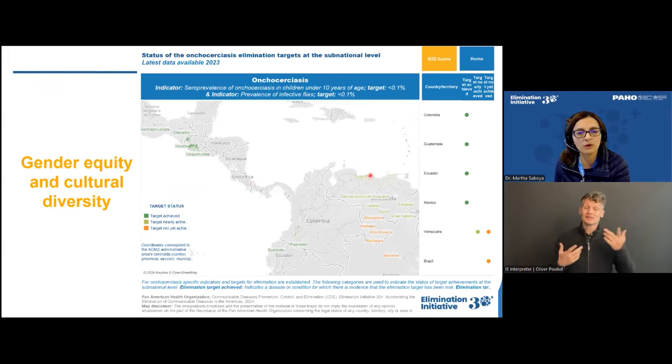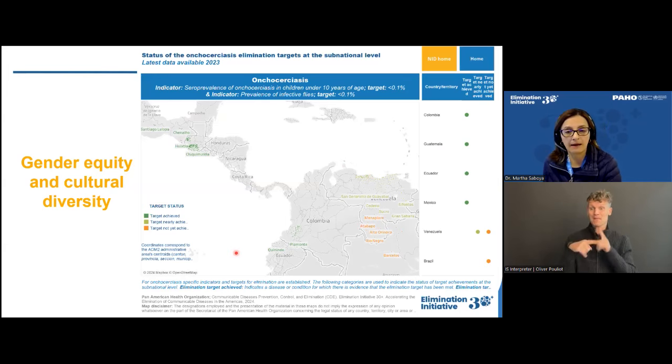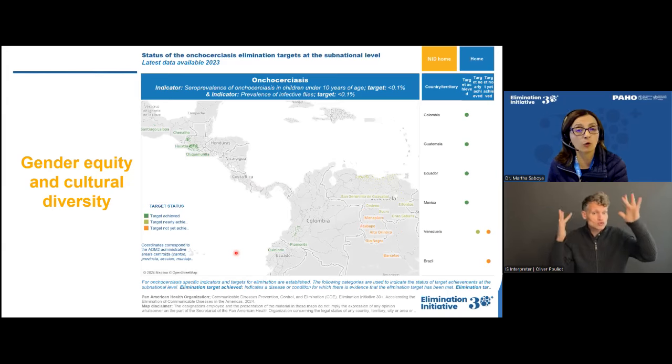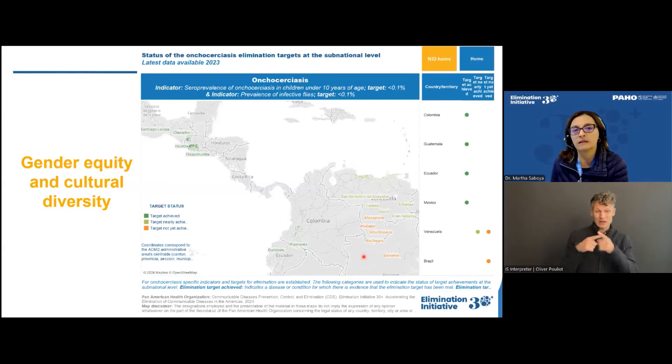And this map is showing you where we have onchocerciasis foci in the region of the Americas. And the last focus that we have for onchocerciasis is between Brazil and Venezuela in a very remote area in the Amazon jungle, affecting indigenous populations that are living under very hard and difficult conditions that has made it difficult to accelerate the elimination in the last focus that we have in the region of the Americas.